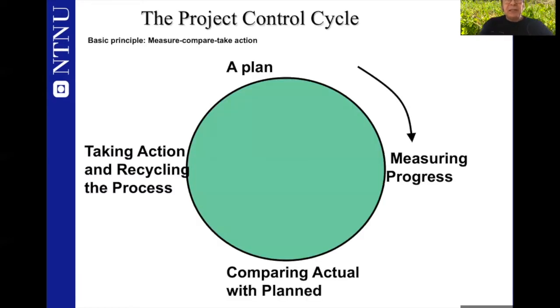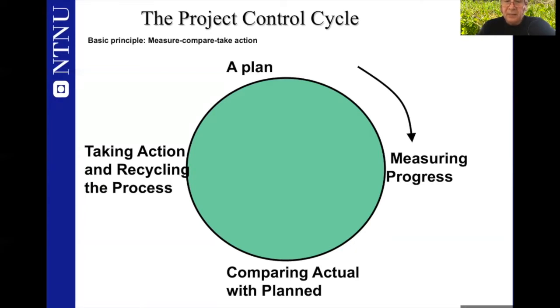Now let's have a quick look at our way of thinking here. We usually start with a plan. This is our project plan. And then when we start the execution, what we do is measure progress. We need some tools or some method so that we can measure the progress of scope, the progress of time, the progress of cost, or any other variable of interest.